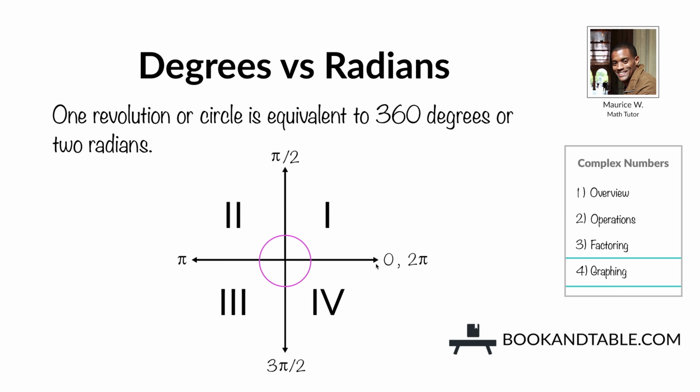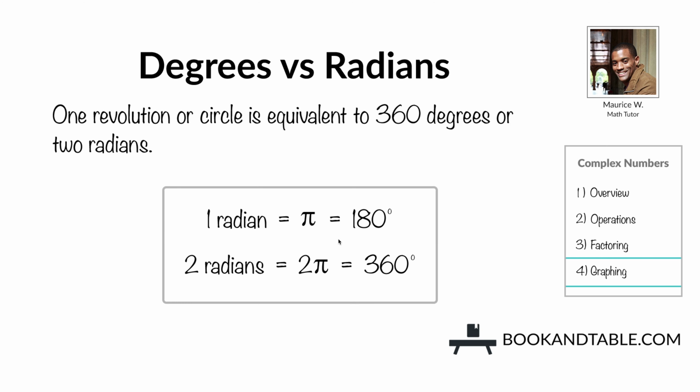2 pi radians means you start at 0. You go halfway around, so that's 1 pi radian. You go the remaining half around, so you get to 2 pi radians. So halfway between 0 and pi radians, we have half a pi radian. And halfway between pi and 2 pi radians, we have 1.5 pi, or 3 pi over 2 here. 1 pi radians is equal to 180 degrees, and 2 pi radians is equal to 360 degrees.